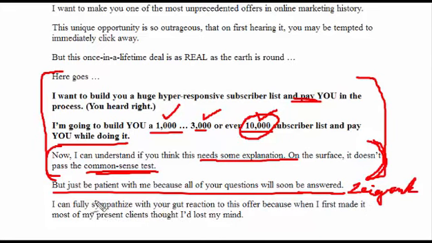Okay, I can fully sympathize with your gut reaction to this offer because when I first made it, most of my present clients thought that I'd lost my mind. Now, the reason why I'm making this statement here is that I want to let them know that there are other people. That is what psychologists refer to as a 3F formula. The 3F formula means I know how you feel, others have felt the same before, but they have found out.